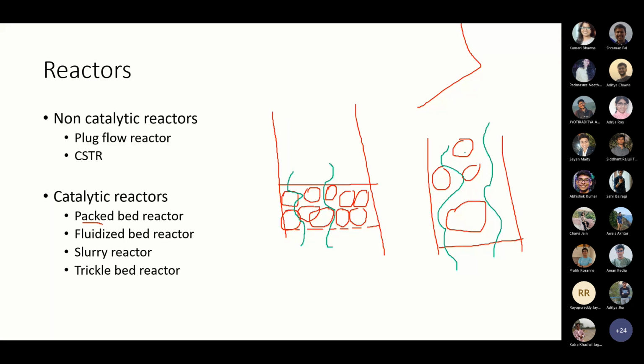In the case of a fluid bed reactor, the catalyst particles move in the fluid zone. The particles show fluid-like behavior. Such a type of reactor is called a fluid bed reactor.